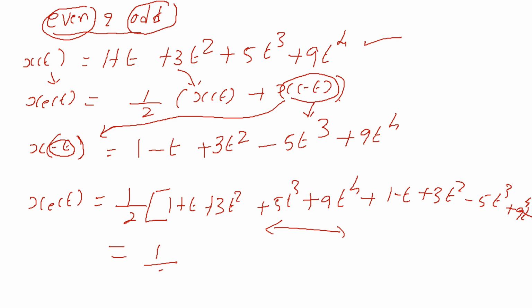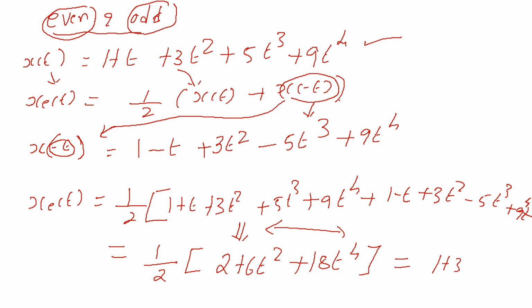So finally, please do it on your own, okay? Please don't just copy it. I will be checking the notes. Actually, I need the intermediate steps, addition, subtraction, all those things, right? So this becomes 2 plus 6t square plus 18t power 4. This can be further simplified as 1 plus 3t square plus 9t power 4. So the even part of the given signal has been decomposed as this.